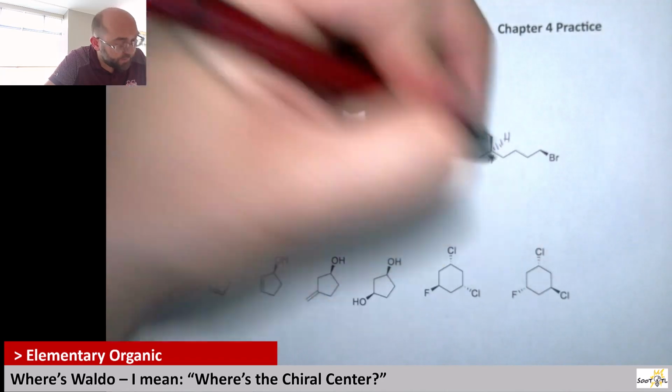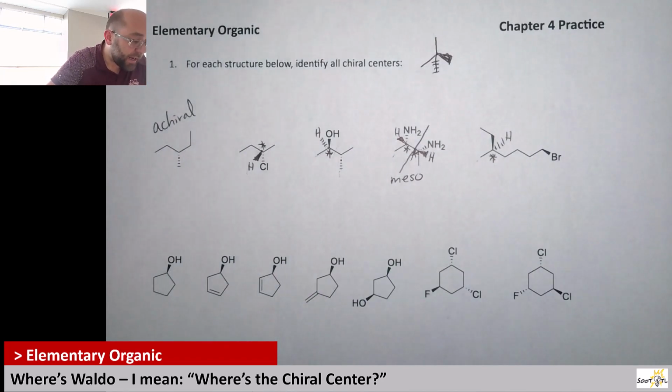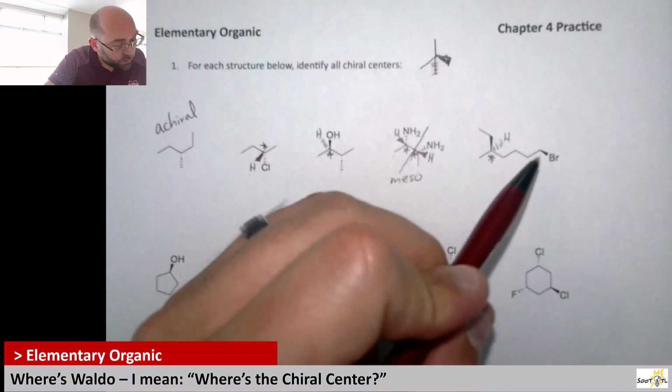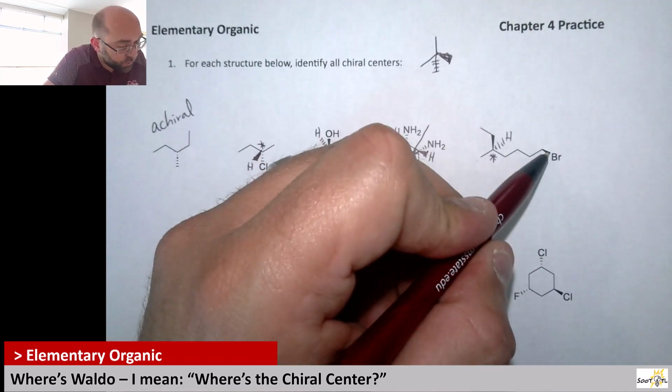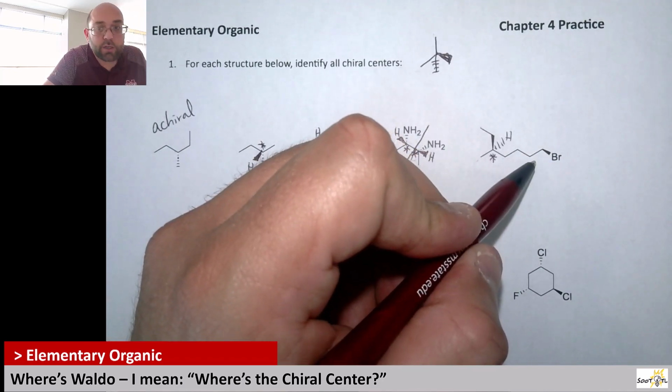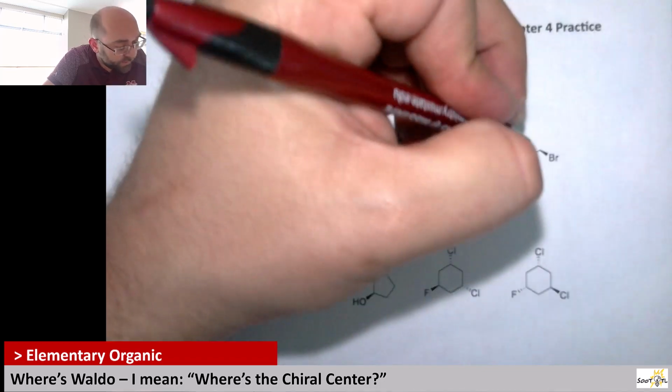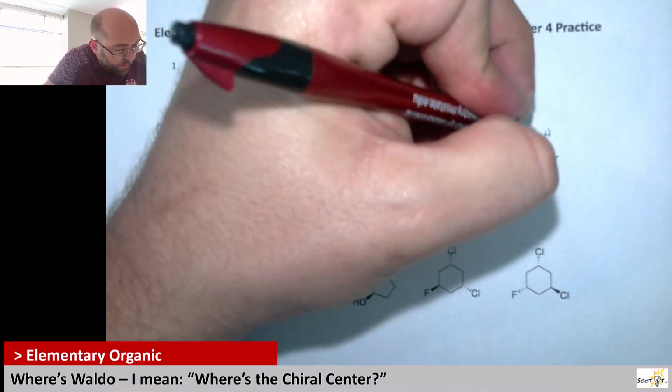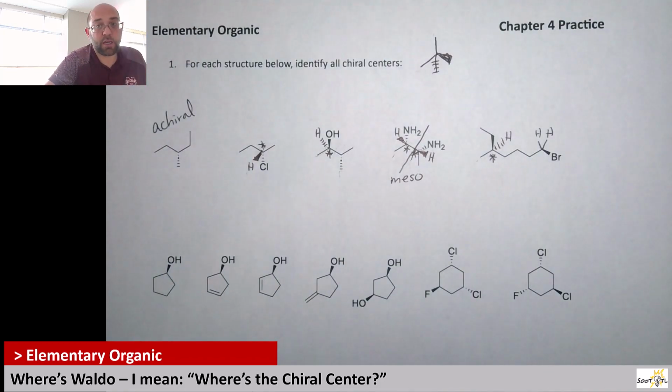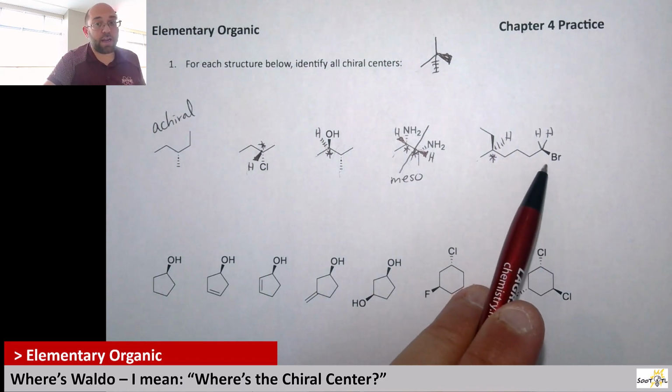So that is definitely a chiral center. Now we look where the wedge on the bromine is here. There's only 2 things shown, so that should be a dead giveaway. If there's only 2 things shown, that means there's 2 invisible hydrogens. So because of that, this is not a chiral center.